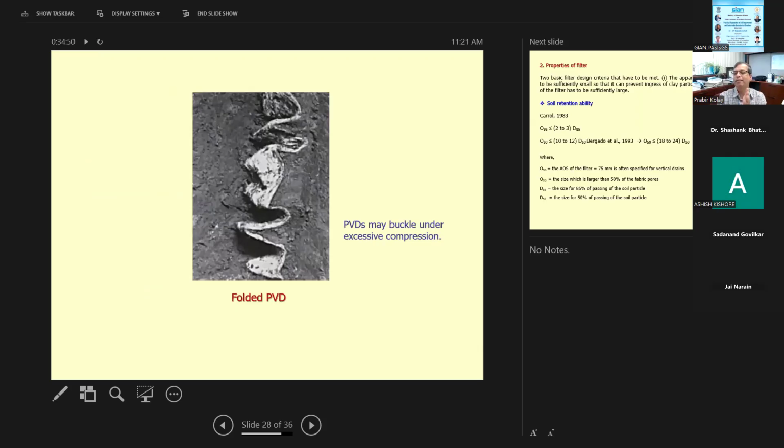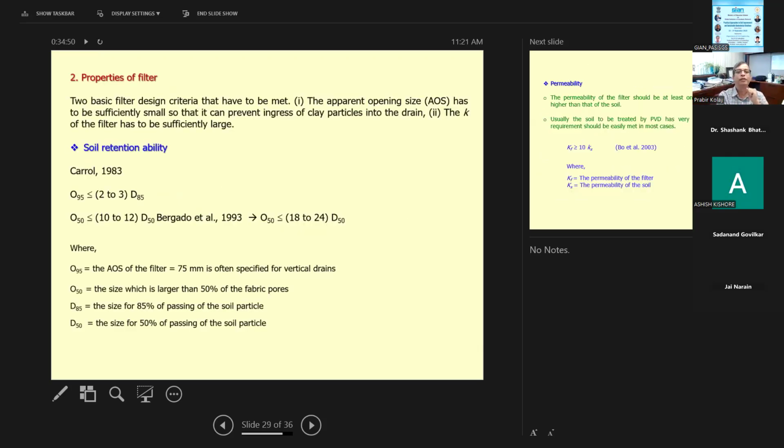And then sometimes, as I mentioned, because of the compression loads the PVD, which should be vertical, just folds like that, and that will not serve the purpose. And then also you need to check the filter. The PVD is basically just like a flat pipe, right? Inside there is a core of HDPE, high density polyethylene type of material, and on top there is a geosynthetic material, as I mentioned, so that may be open and non-open type.